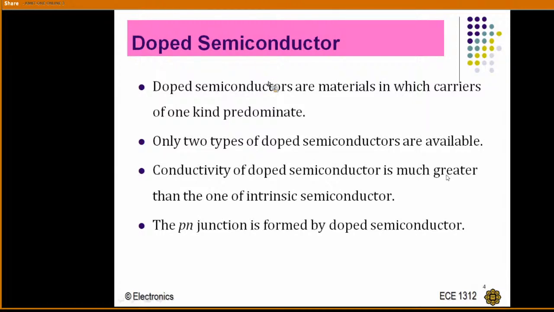Now, what is the doped semiconductor? Just now we discussed that doped semiconductors are materials in which carriers of one kind are predominant. Only two types of doped semiconductors are there. The conductivity of doped semiconductors is much higher than that of intrinsic semiconductors. The PN junction is formed by doped semiconductors.